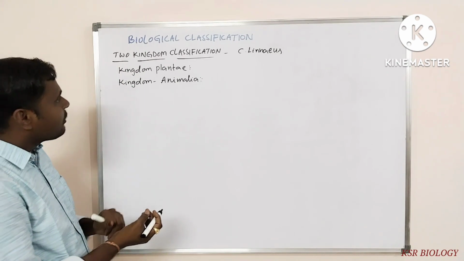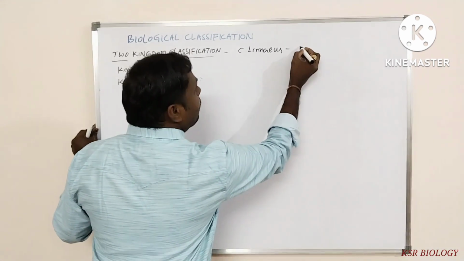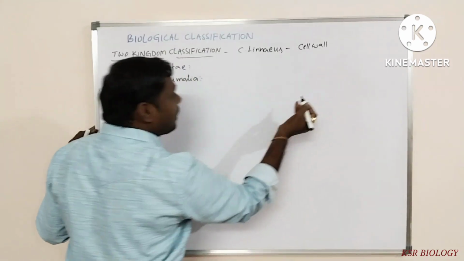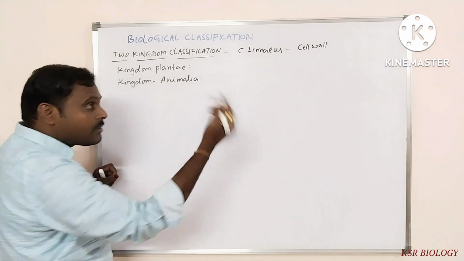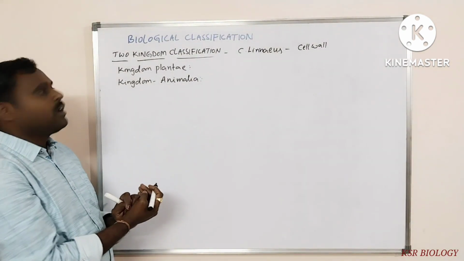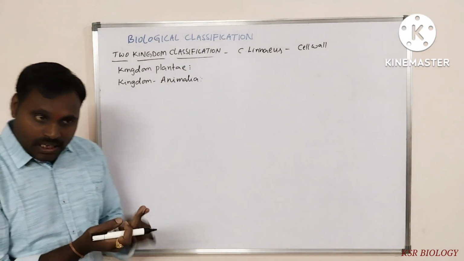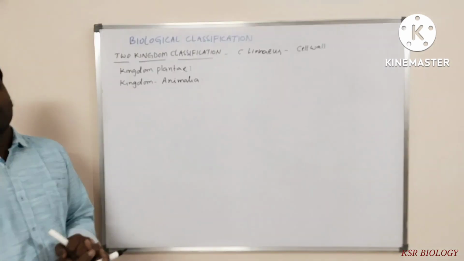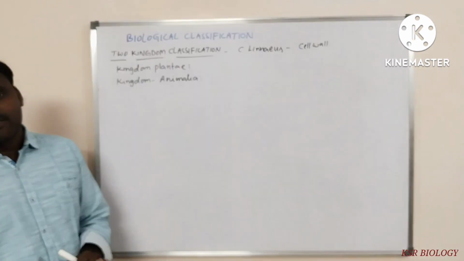The main criterion used by Linnaeus is the presence or absence of the cell wall. The organisms which have a cell wall are all placed under kingdom Plantae. The organisms which do not have a cell wall are all placed under kingdom Animalia. Right? The two kingdom classification is very easy to classify the organisms, and it is also easy to understand about organisms. But there are some limitations.